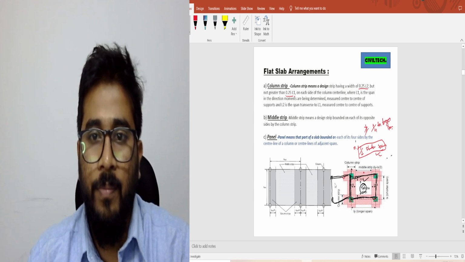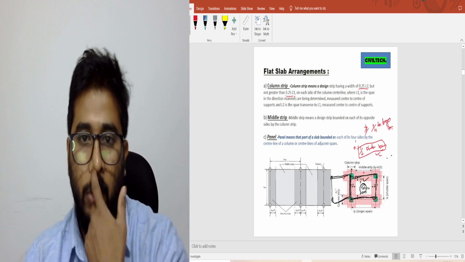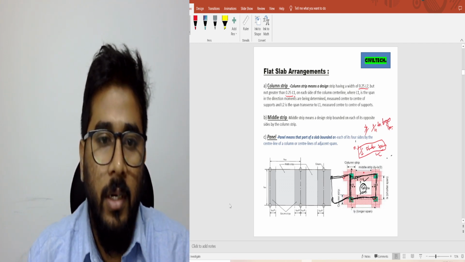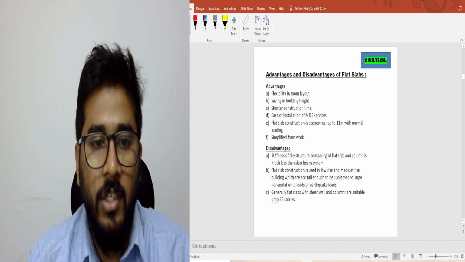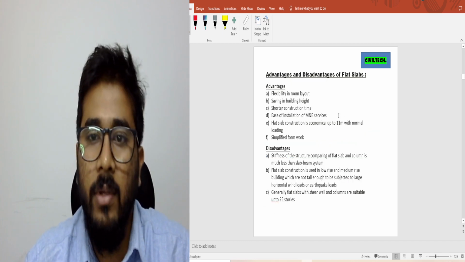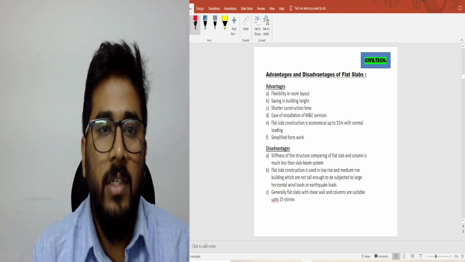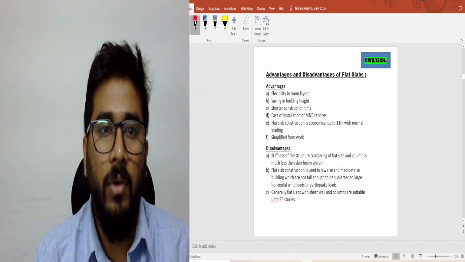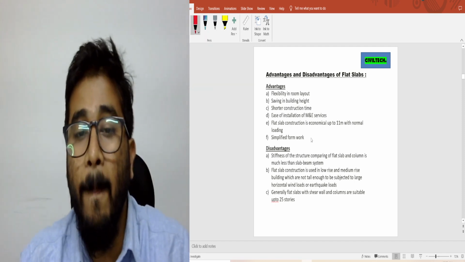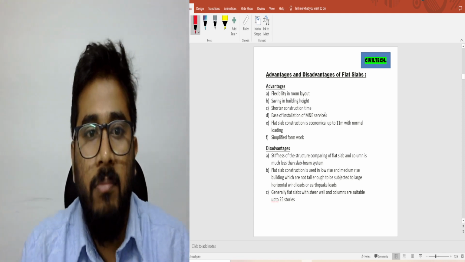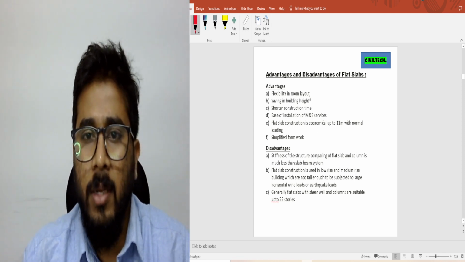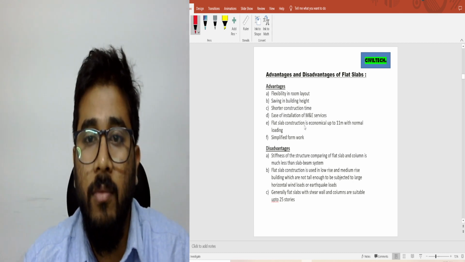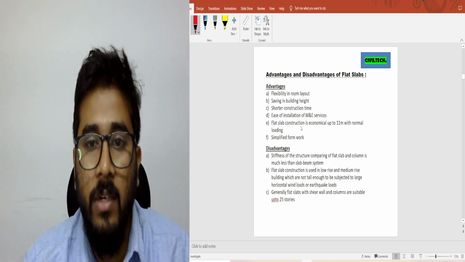Next, here we have discussed all the terms required for slab analysis and design. Now we will go for the advantages and disadvantages of flat slab. There are so many advantages and disadvantages. If you go through any books or refer to any paper, you will see so many advantages and so many disadvantages. From these I collected a few advantages and a few disadvantages.